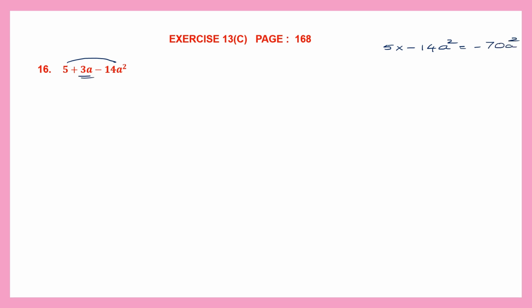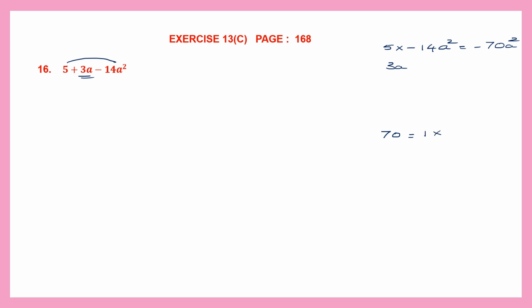And what is the middle term? The middle term is 3a. So here what we need to do is get two numbers: when we multiply, we get minus 70, and when we add, we get 3. So we take 70 and write the factors of 70 and see how we can get a number close to this. When you multiply, you get 70, when you add, you get 3, two numbers. So we need to get the factors of 70.